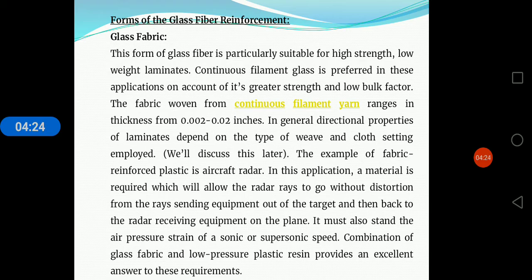An example of fabric reinforced plastic is the aircraft radar. In this application, a material is required which will allow the radar rays to go without distortion from the sending equipment out to the target and then back to the radar receiving equipment on the plane. It must also stand the air pressure, strain, and sonic or supersonic speed. A combination of glass fabric and low pressure resin provides an excellent answer to these requirements.